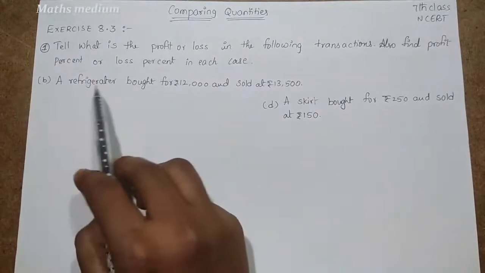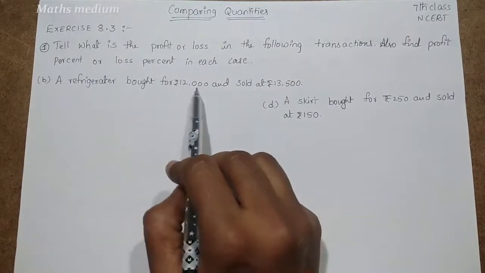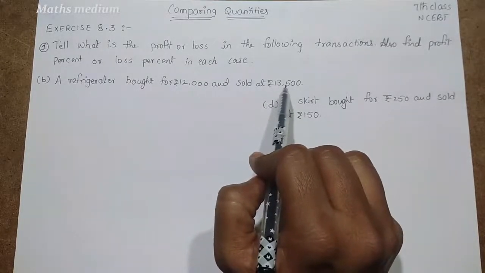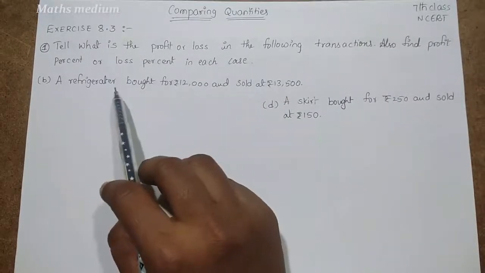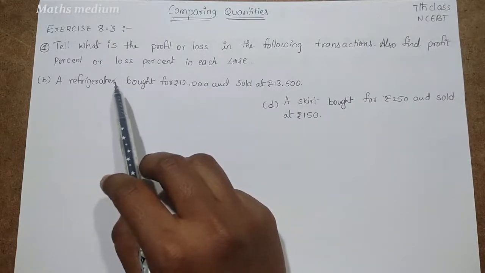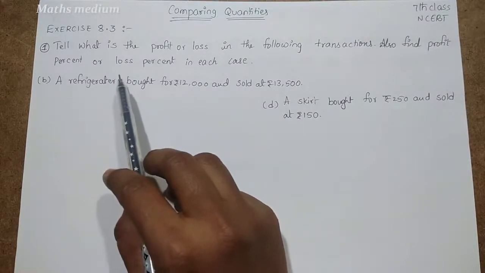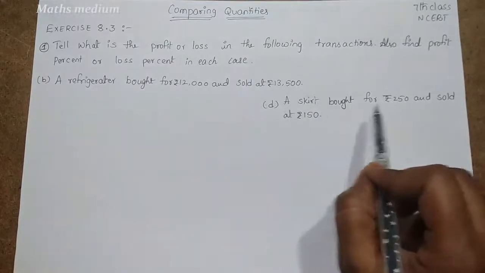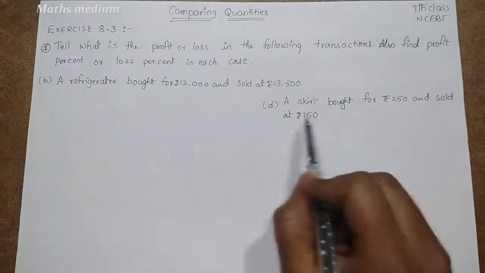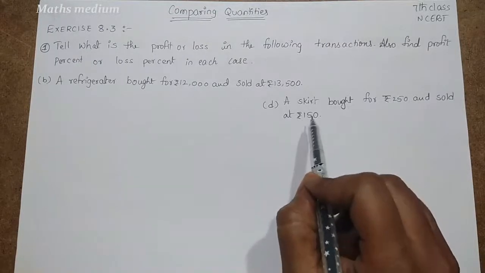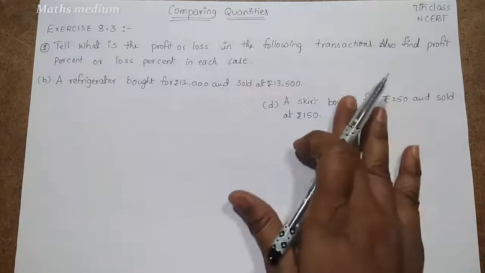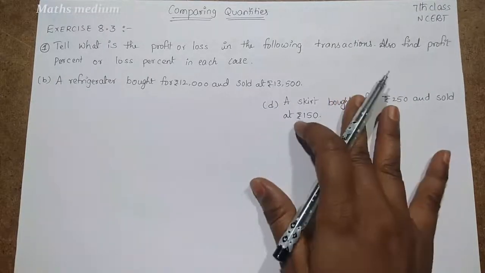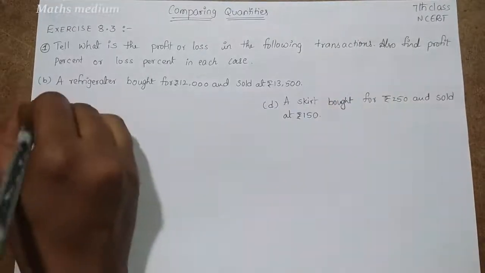B, a refrigerator bought for 12,000 rupees and sold at 13,500 rupees. So we have to find the profit or loss and also find the profit percent or loss percent. Here also, a skirt bought for 250 rupees and sold for 150 rupees. Here also we have to find the profit or loss, and also the profit percent or loss percent. So let's start here.